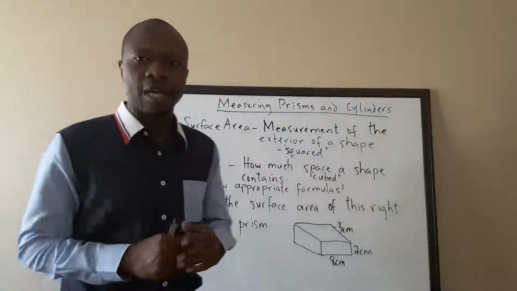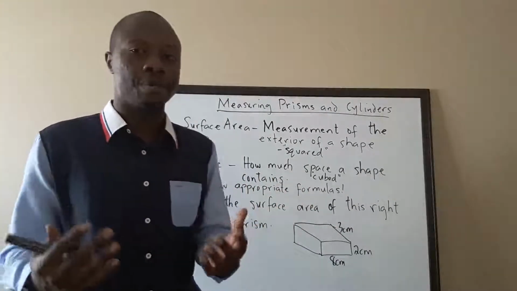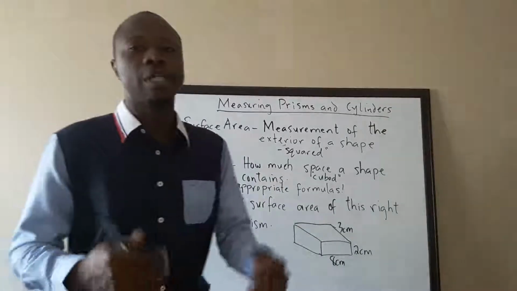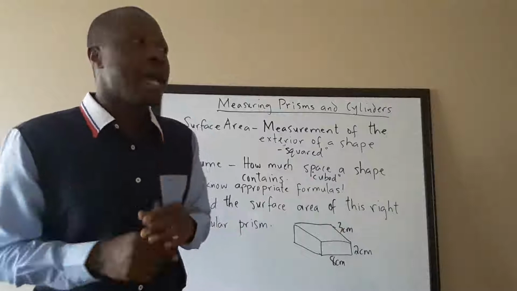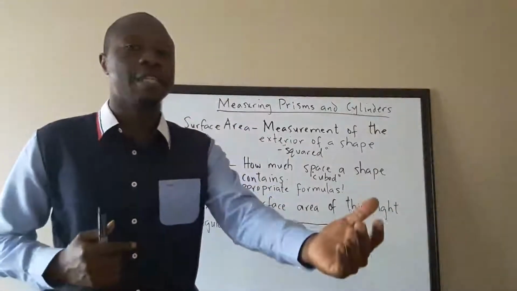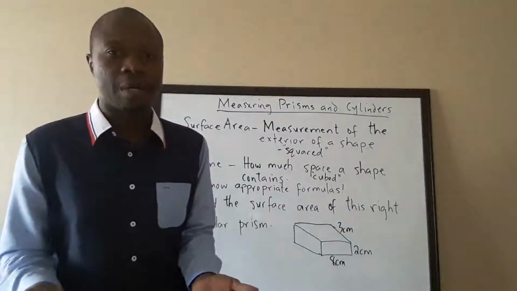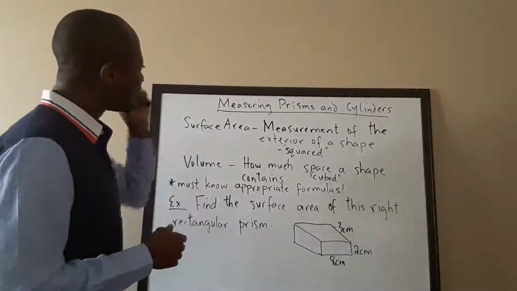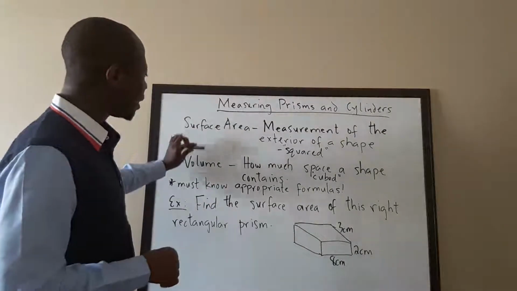In this particular unit, we're going to be talking about various shapes. Especially, we're going to talk about prisms, cylinders, and shapes of that nature. We're going to be covering things like finding the surface area and the volume for them as well. So we call this measuring prisms and cylinders: surface area and volume.